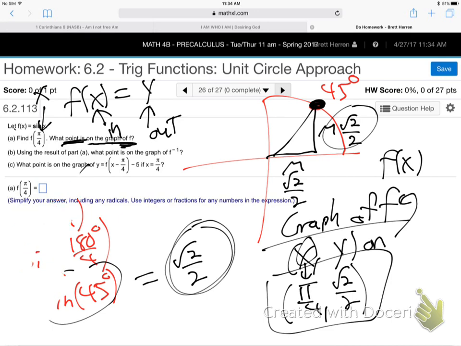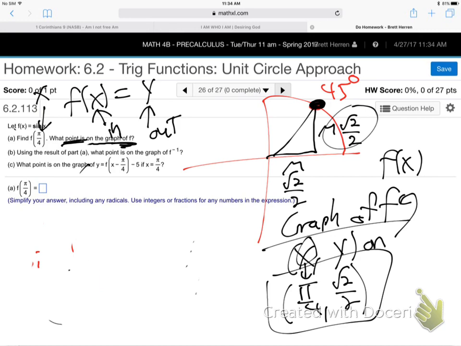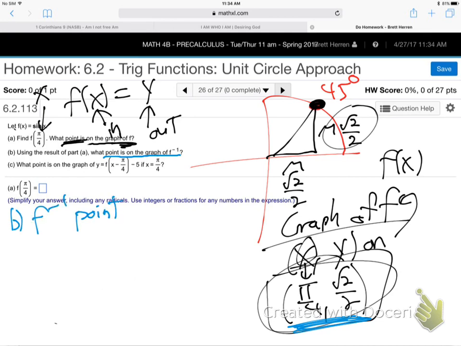Now, can we do part B? What is part B? They're saying, use the answer from A, which was an x, y point, to figure out what is the point on the f inverse function, right? Negative 1 power is inverse. What's the point on the inverse function of f? How do you take a point on a regular function, this is on f, and change it to a point on an inverse function?